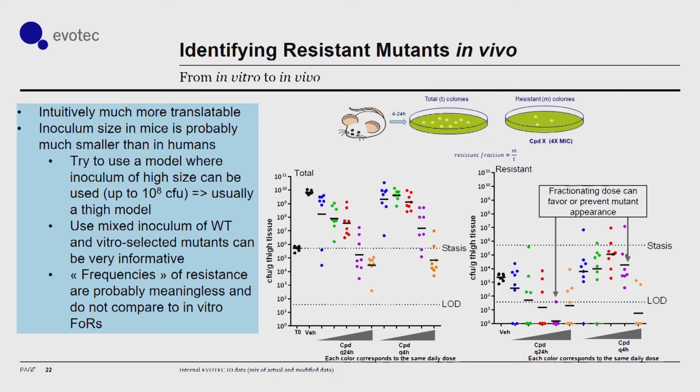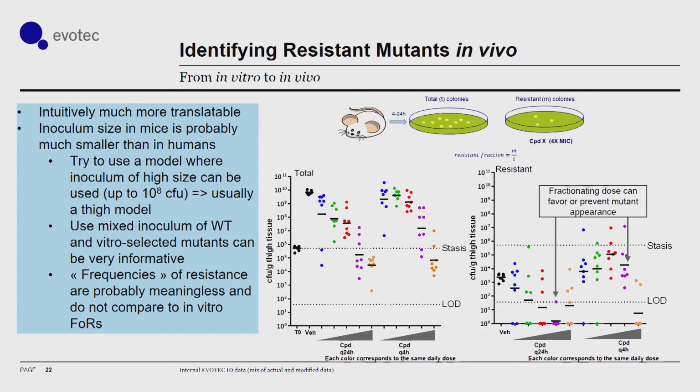You could also try to use a mixed inoculum of wild type and in vitro selected mutants. This can be very informative. So you have a 1 to 100 or 1 to 1,000 mix of your mutant and wild type, and you see if your mutant is really going to be picked up in vivo under treatment. If that's the case, especially if you tell me that, no, my mutant is not going to be virulent, try it. You know, it's easy. Well, it's easy. You should try it.